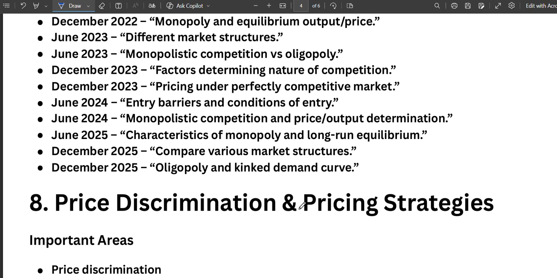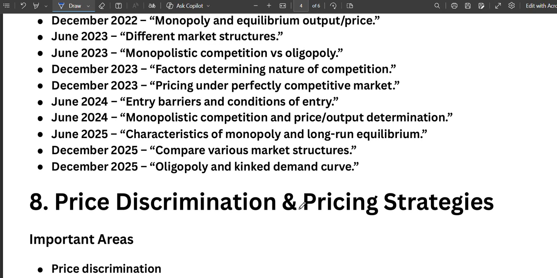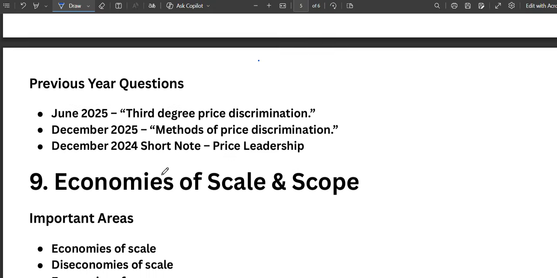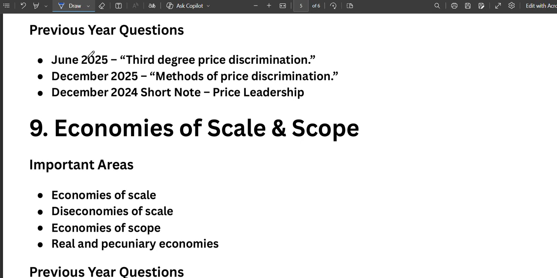Also prepare price and output determination, entry barriers, and price discrimination. Third degree price discrimination was asked recently, so it is highly important. Learn what price discrimination is, third degree price discrimination, price leadership, and pricing methods. These are very important. Don't skip these topics.